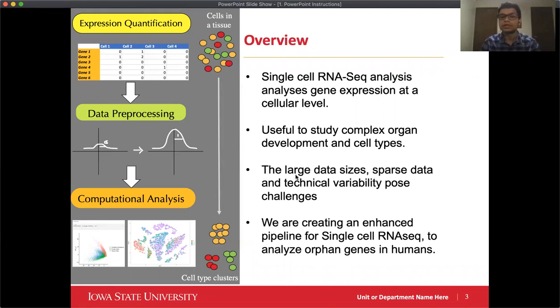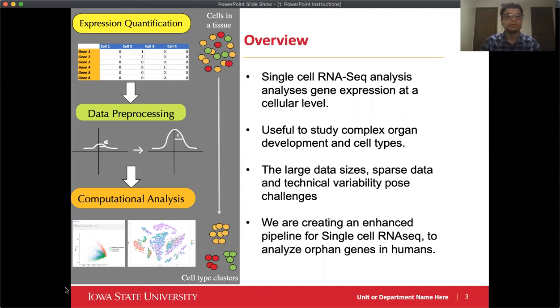The first thing is the data sizes are large and the data is itself very sparse. That means most of the cells do not express a gene, so it will be a zero. And we are planning to create an enhanced pipeline for single cell RNA sequencing, which will be used to analyze orphan genes in humans.